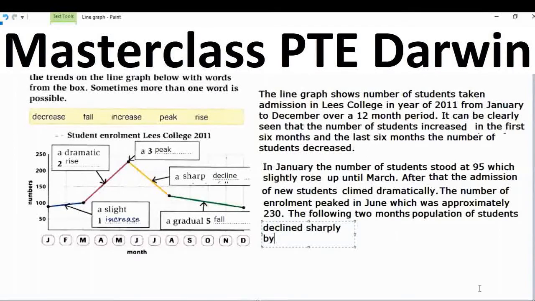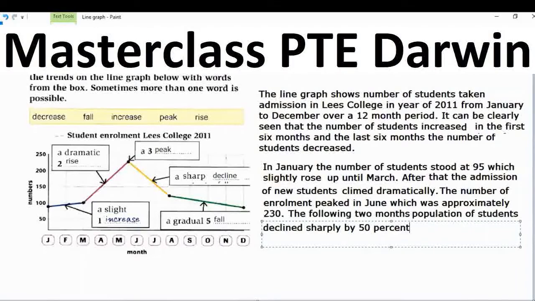Sharply by... now we can use a percentage or a number. Sharply by, what is the percentage if we calculate from 250 to this point, roughly in August? What is the number in August? August number 120, I think. Maybe 120. So we can say that it declined sharply by 50%. Can you say that? Yes, we can say. I think yes, because it sharply decreased.